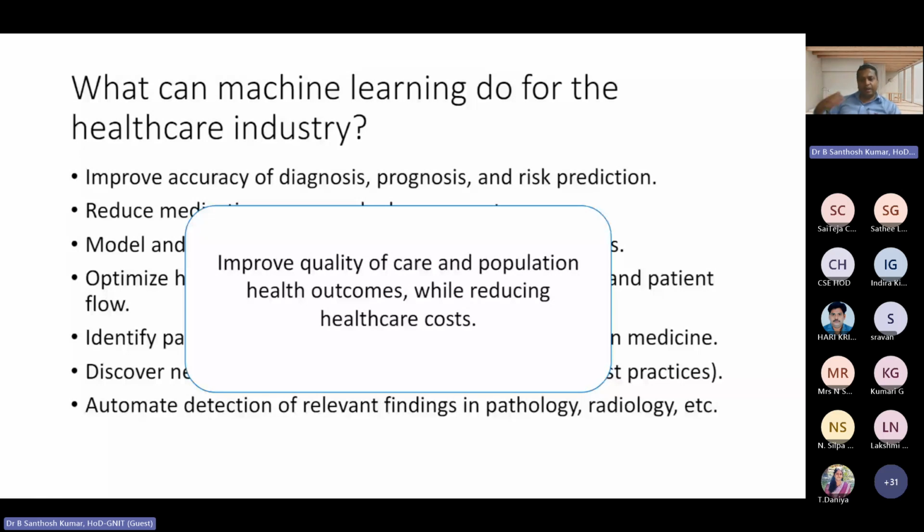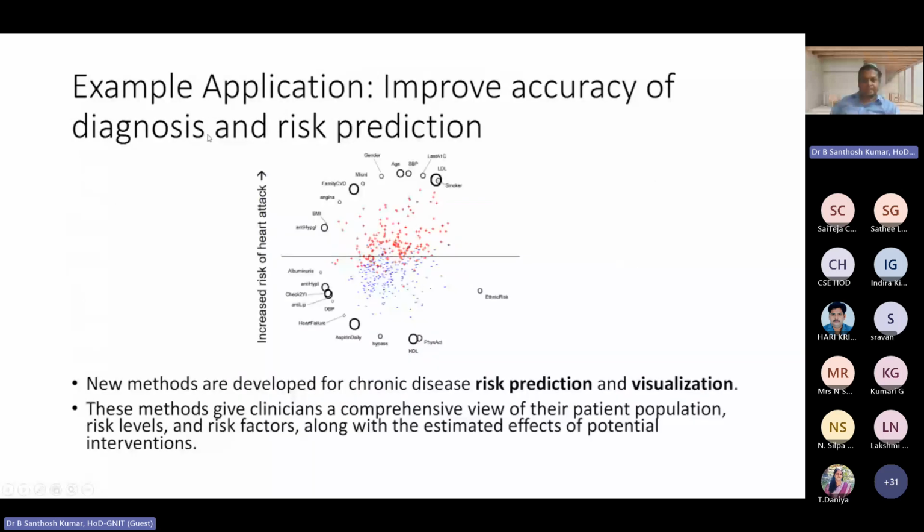Because nowadays, for example, if you take some report and upload the report to a software, automatically it will tell you what remedial action you have to do. So this is an example application which improves the accuracy of diagnostics and risk predictions.